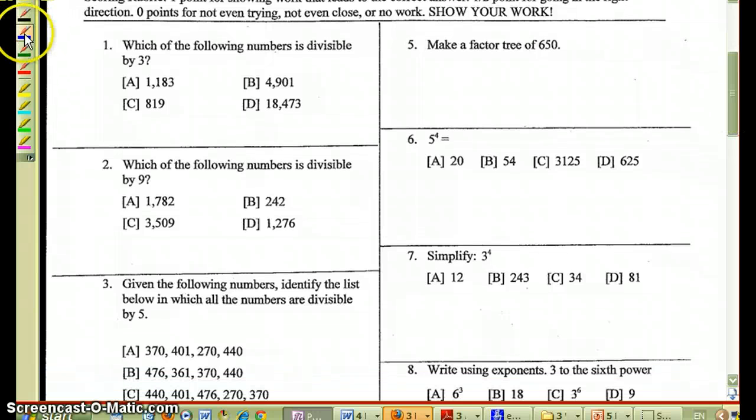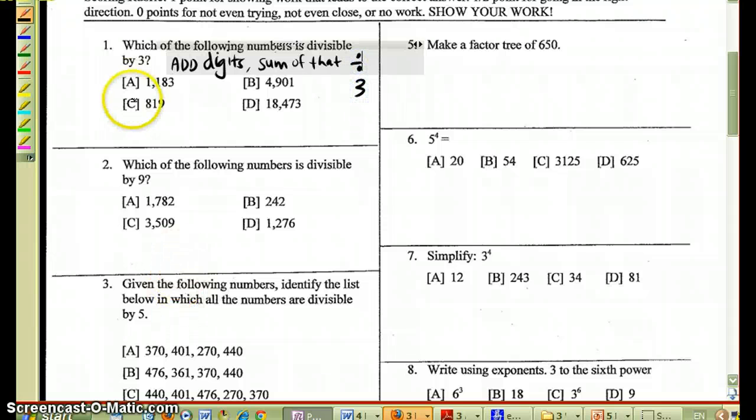The rule for dividing a number by 3 would be to add the digits. This is also in your foldable notes, so if you need to refer to that, please do. You add the digits, and you see if the sum of that would be divisible by 3. So here my answer, if I add the 8 plus the 1 plus the 9, then together that makes 18, and I know that 18 can divide by 3, so that's why my answer is C.